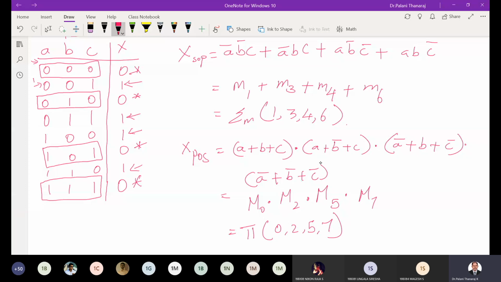Okay, so this is our POS form, and you can see that 1, 3, 4, 6 are the min terms. Okay, the remaining has to be the max terms. So you will be getting the remaining terms: 0, 2, 5, 7. Okay, so this is where I can jump right away between SOP and POS. Okay, they are mutually exclusive. If you're having certain elements as SOP, the remaining has to be a POS.